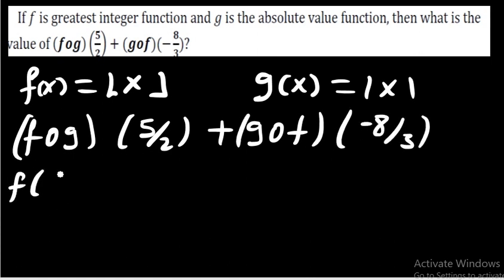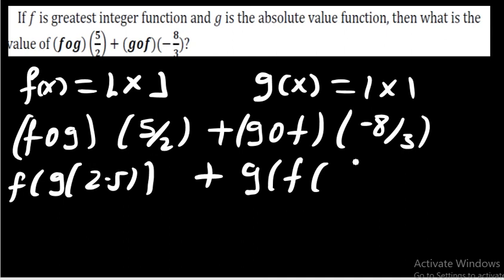This means f of g of 5 over 2 means 2.5. I can take plus g of f of negative 8 over 3. Negative 8 over 3 means we can write it in decimal form. That is negative 2.66, nearly. So g of 2.5 means absolute value of 2.5, because g takes whatever number you insert in place of g and gives its absolute value. So it will be 2.5 as it is.